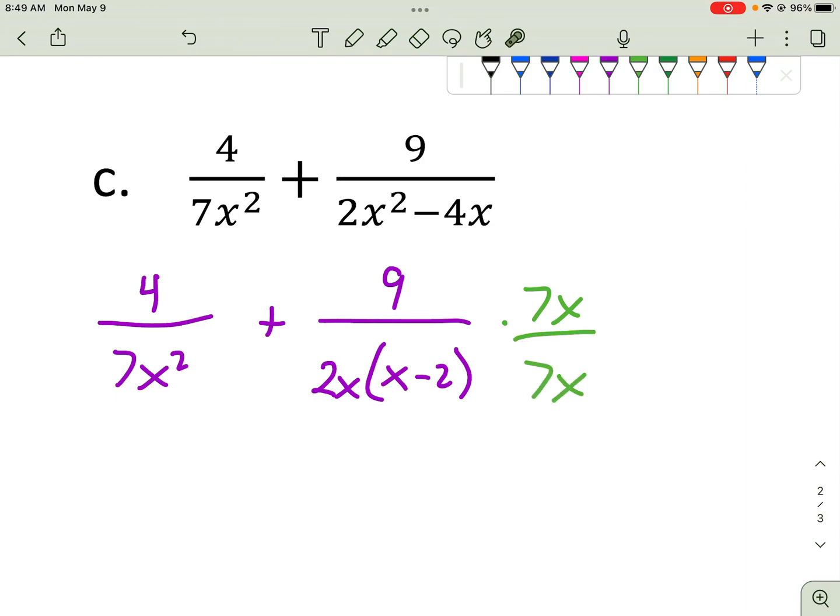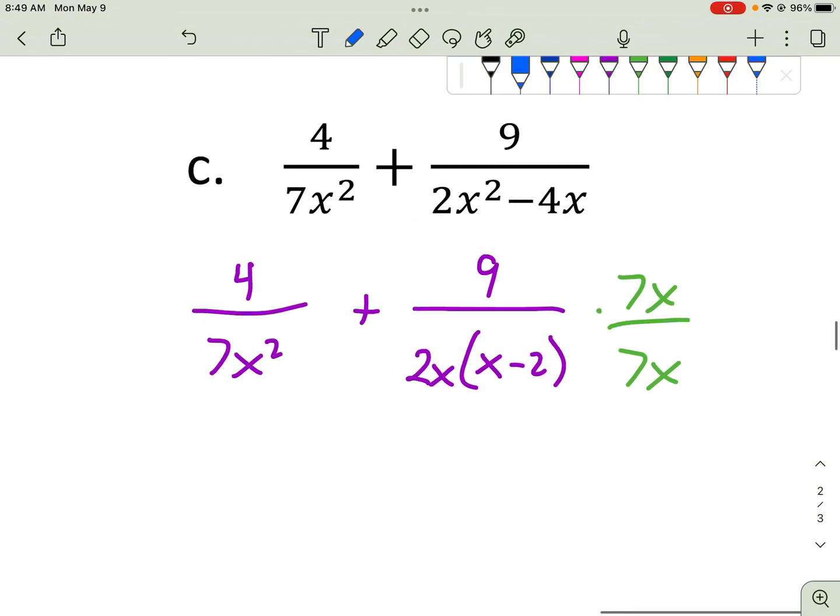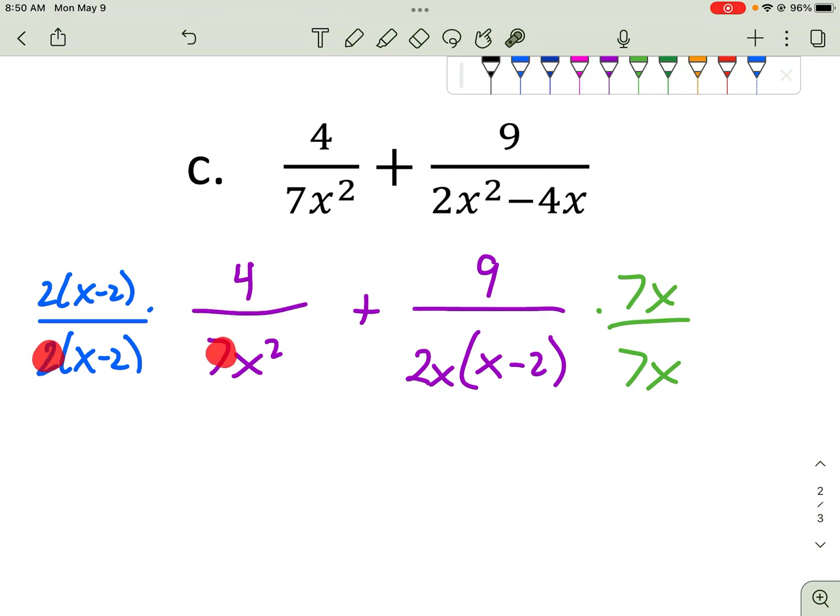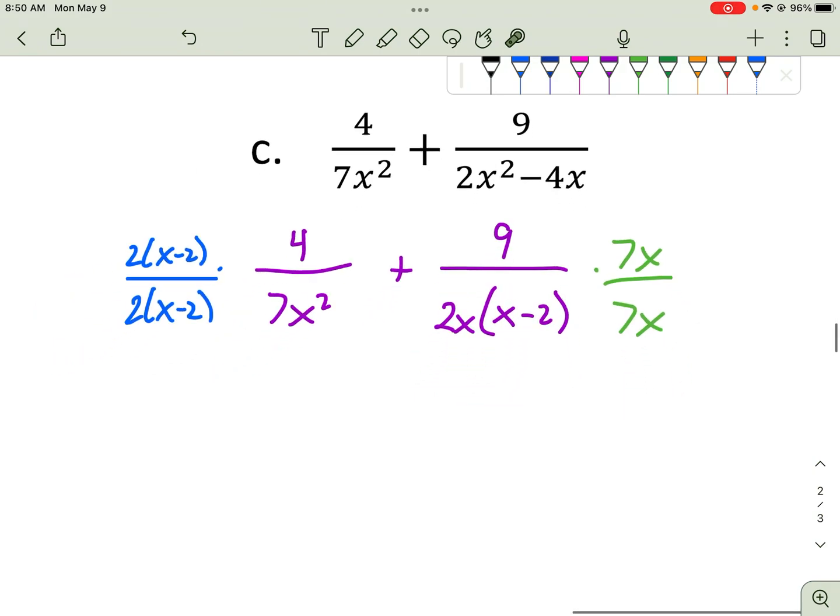Now this one has a factor of 7, but not a factor of 2. It already has an x built into it, like this x already exists here, but it's missing the x minus 2. So now we have to multiply top and bottom by 2 times x minus 2. Like we got to multiply it by 2 different factors, and you can just do it at the same time like this. So look what that's going to do. When I do 2 times 7, I get 14, x squared times x minus 2. Over here, I do 2 times 7, get 14. X times x is x squared and x minus 2. So I did get a common denominator.